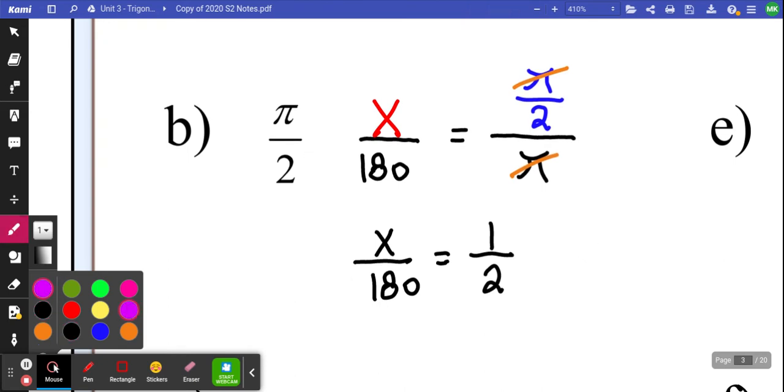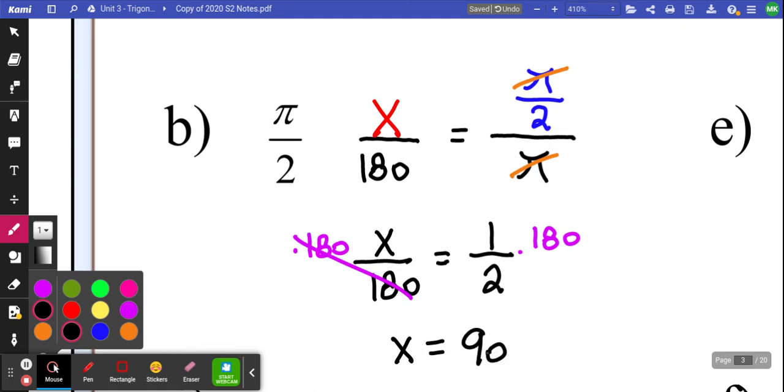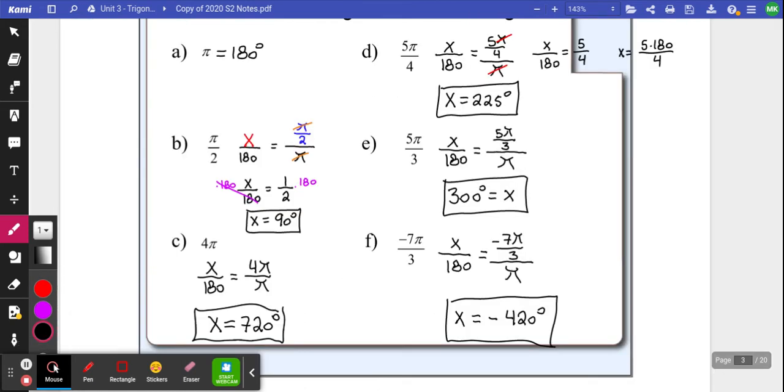Multiply 180 to the other side. And I have x equals 90 degrees. So pi over 2 is equivalent to 90 degrees. Go ahead and try the next 5. Up there. You will need that ability to convert.